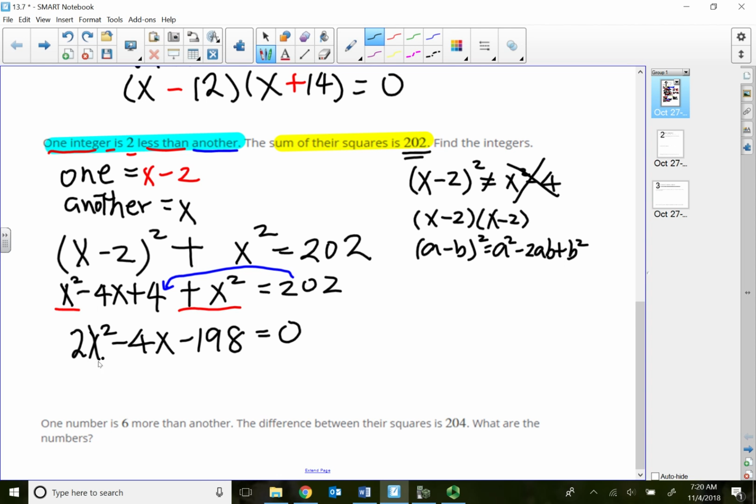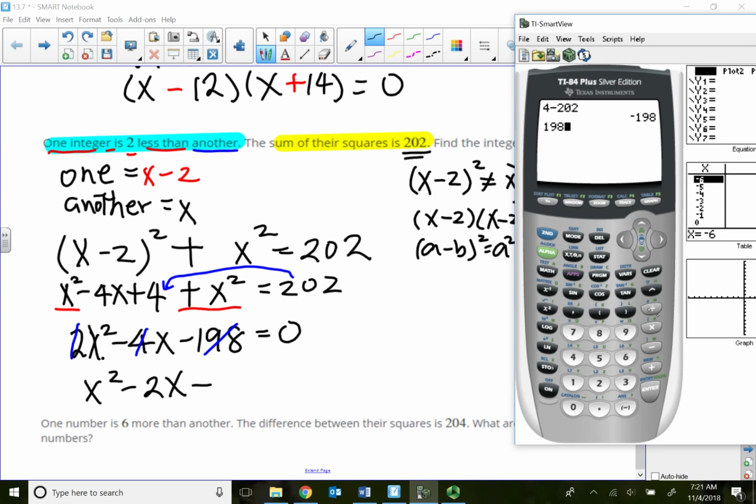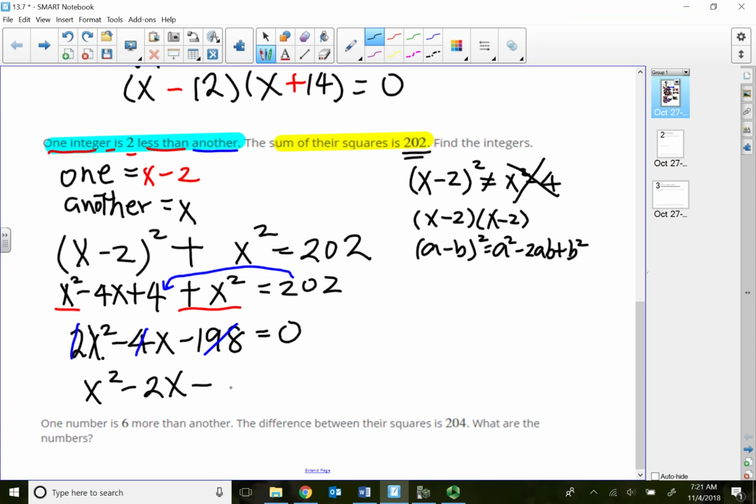So right now, what I can do is factor out my 2 or divide every term by 2. Two different techniques to do this. If I will divide every term by 2 to shrinking my coefficient here, that should give me x squared minus 2x minus 198 divided by 2, which is 99, all right, equal to 0.